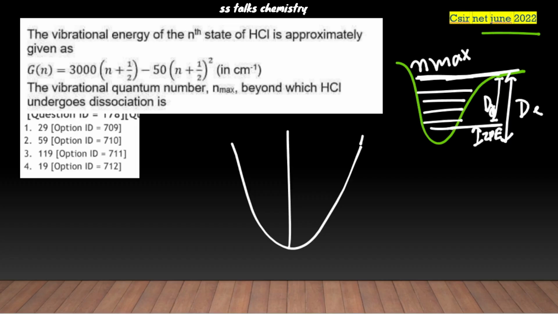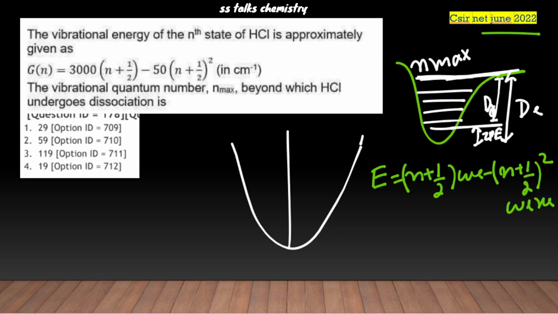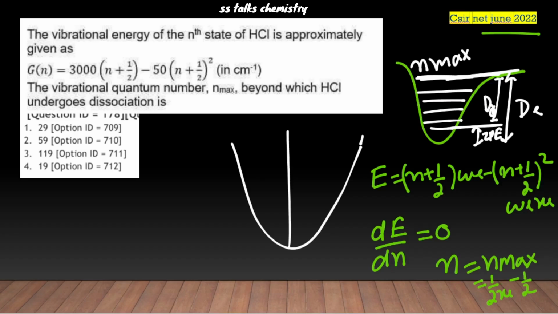So how do we find the value of n max? The energy value you have is (n plus half) omega e minus (n plus half) squared omega e xe. So what you do is differentiate this energy with n and equate it to 0. The value of n that you obtain is called n maxima. The value that you obtain is 1 by 2 xe, with xe in the denominator, minus 1 by 2. This is the value for n max after this differentiation.